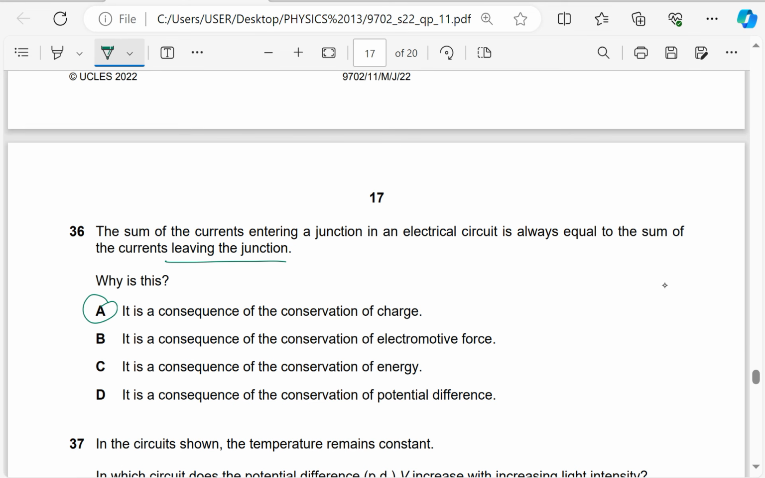Total charges into a junction should be equal to total charges leaving the junction. That is Kirchhoff's first law. Remember, the second law is conservation of energy. So conservation of energy is the sum of the PDs equals the sum of the EMFs.